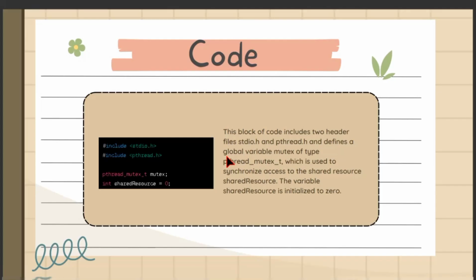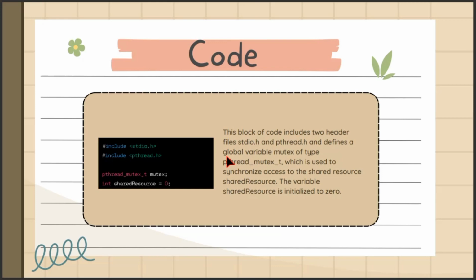This block of code includes two header files, stdio.h and pthread.h, and defines a global variable mutex of type pthread_mutex_t, which is used to synchronize access to the shared resource. The variable shared_resource is initialized to 0.